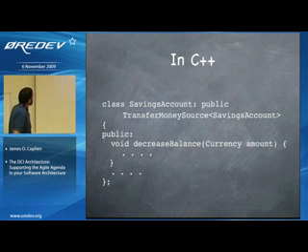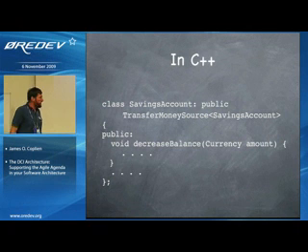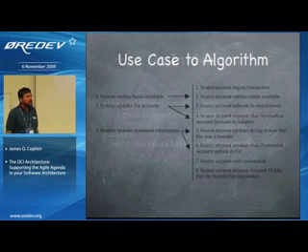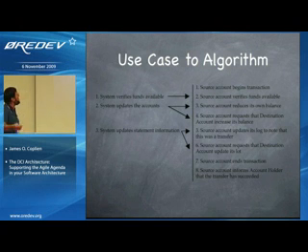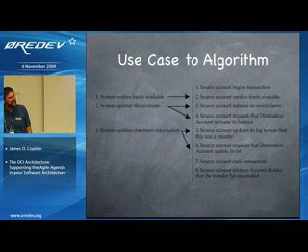Now, this is hard to read, but goes into this issue that we need to translate use cases to algorithms. So here's a use case for transferring funds. The system should verify the funds available, then the system updates the accounts, and the system updates statement information.